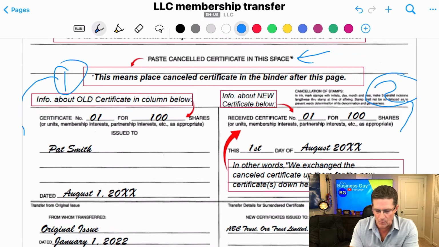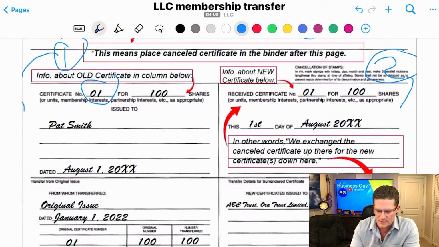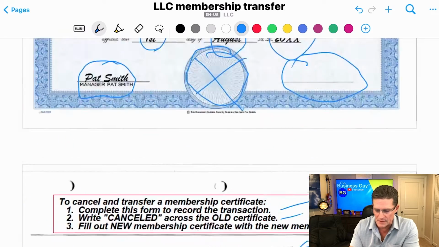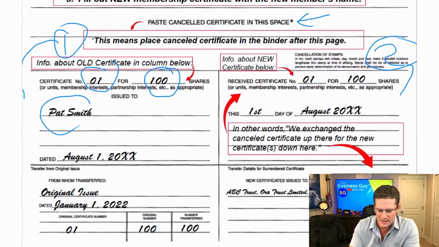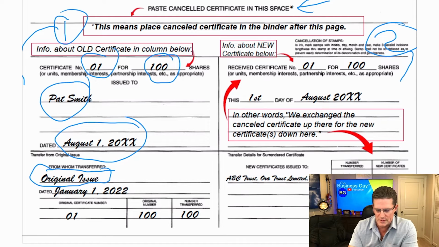So first of all, column 1. The certificate we are canceling is certificate 1, as you can see in our previous illustration. We can also see that it represented 100 shares or 100 units of membership interest, as we can see here, and that it was issued to Pat Smith. We're performing this transaction on August the 1st, 20XX, and who is the prior owner of this certificate? There wasn't a prior owner, it was an original issue. So this was an originally issued certificate on January the 1st, 2022, or whatever the date was.